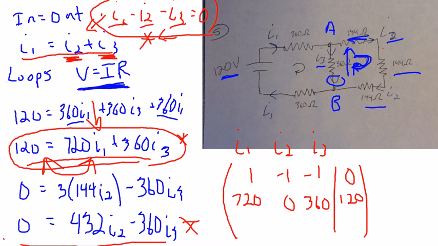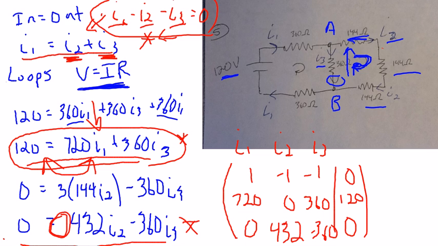The last one, same thing. Switch it, get a 0 on the right-hand side. There's no I1 term here, so I get a 0 here. I get 432. And then I get minus 360. Sorry, it's a little jumbled.